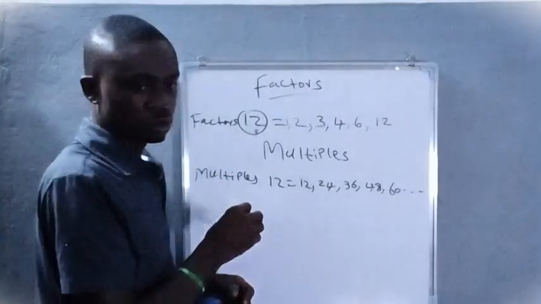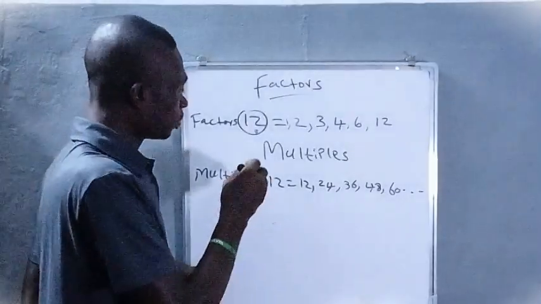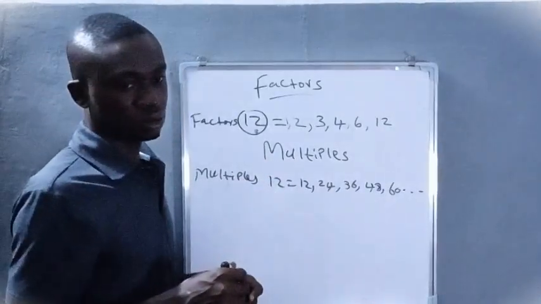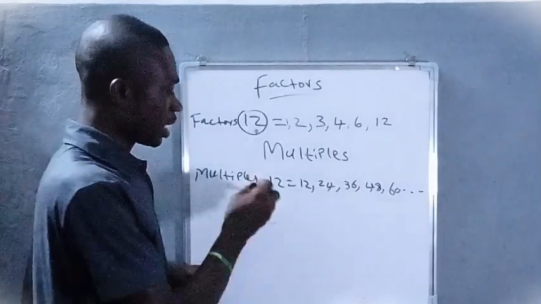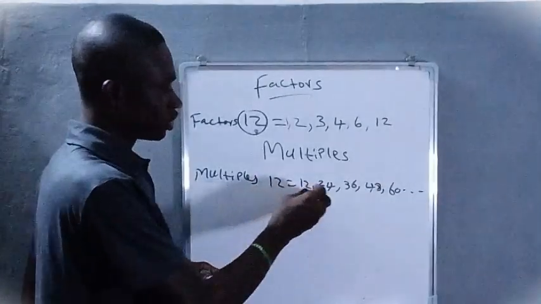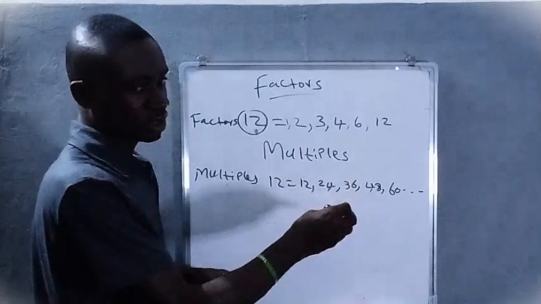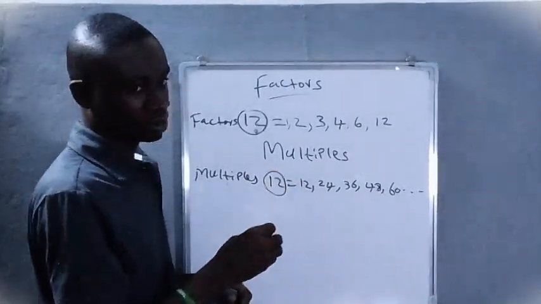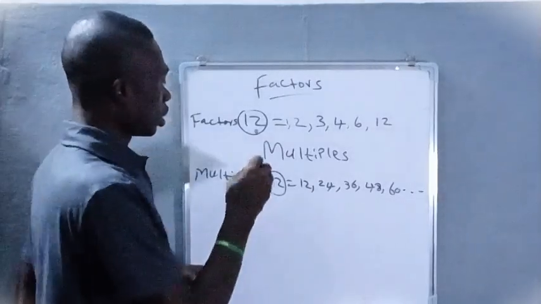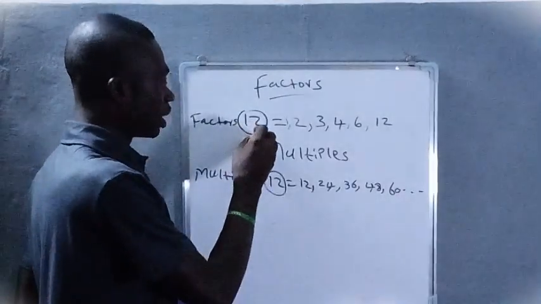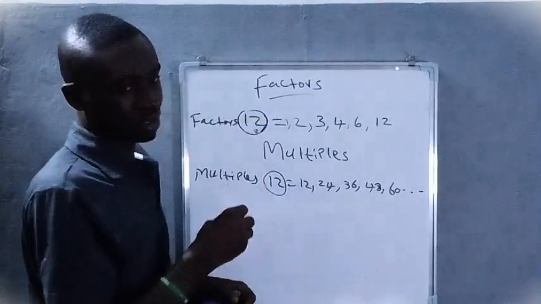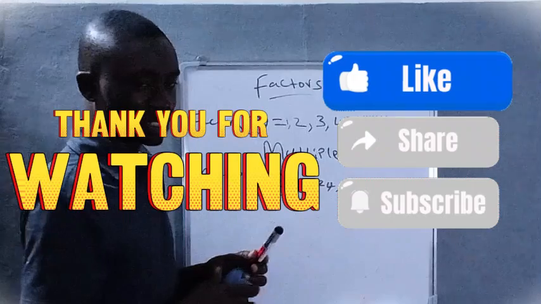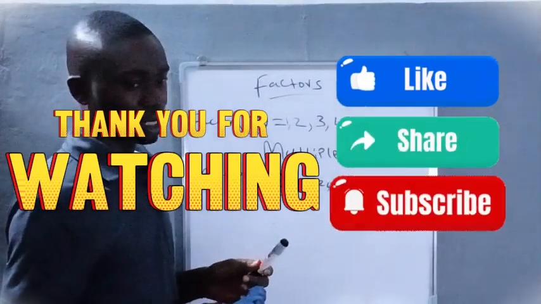Then in multiples, the lowest multiple of a particular number is that number. Then you can have higher ones, for instance, 12, then 24, 36, 48, 60. A multiple of a number cannot be less than that number. And a factor of a number cannot be higher than that number. So that is the difference between factors and multiples.